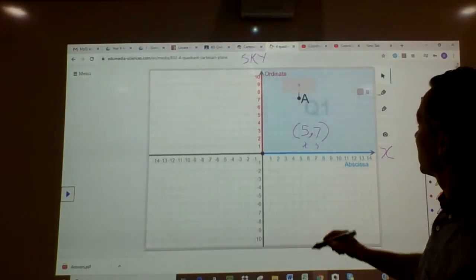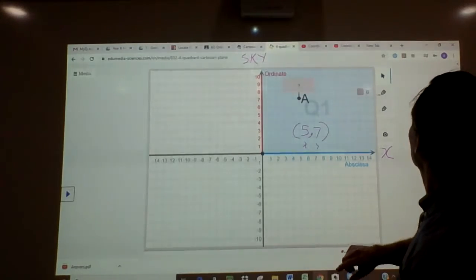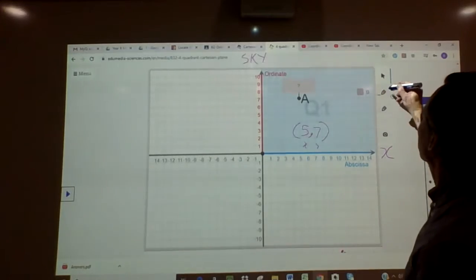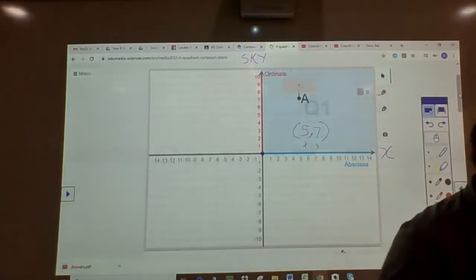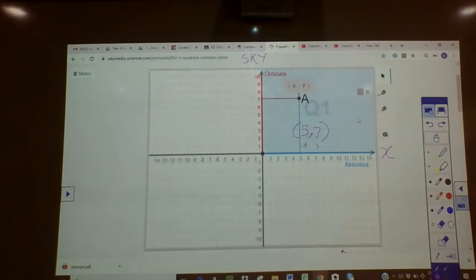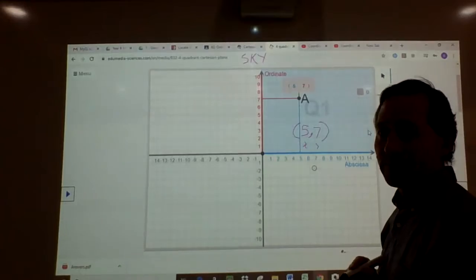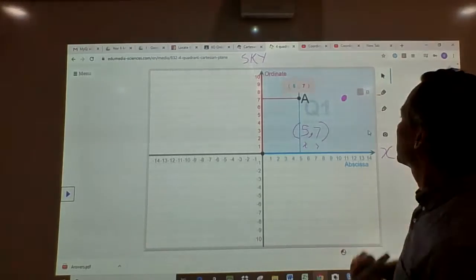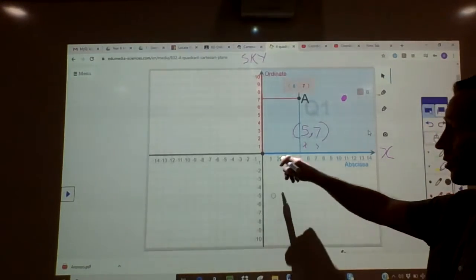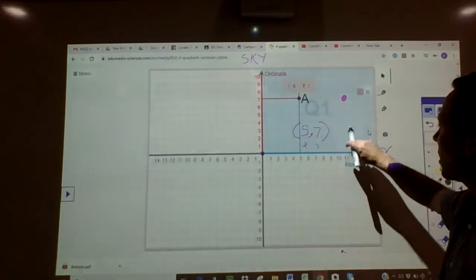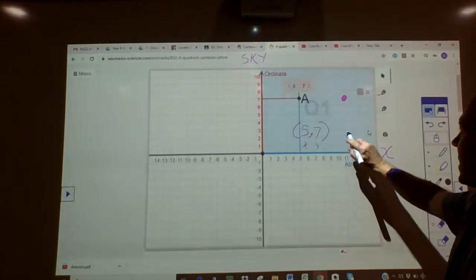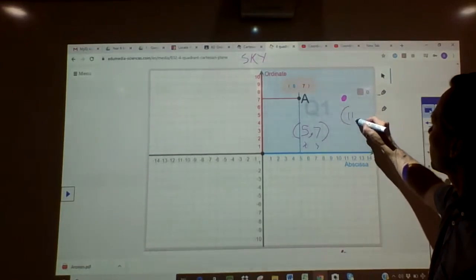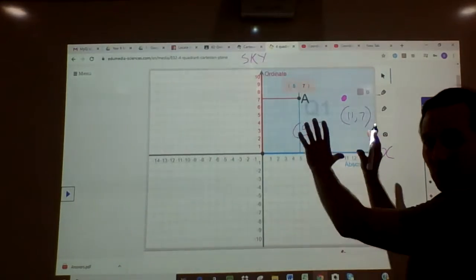5, 7. So let's have a look. Will it work? Let me check this out. So we're trying to figure out how to move this one. Now click on this myself. There we go. 5, 7. If I had this one here, using that same information, I go along the x-axis and then up y. This one's saying it's up to 11 and then up 7. So this one would be 11, 7. Okay, so that's just quadrant 1.